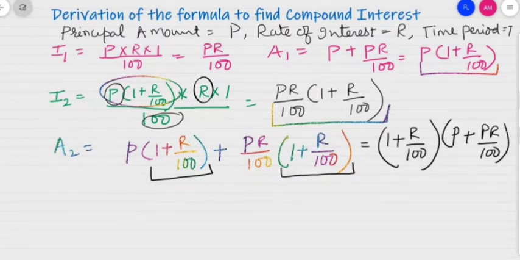Now again children, if you see properly, you can see that this P and this P are common here. So you can take out P. See here, this will be 1 plus R by 100, and here it will be P common, 1 plus R by 100 again.